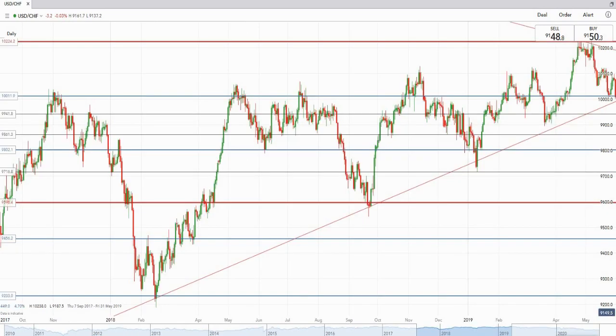Okay, now for the uptrend. This is a daily chart of the US dollar against the Swiss franc. We can see the pair was in a broad uptrend, having bounced off the ascending trend line twice and forming higher highs and higher lows. It then began to retrace back down to that trend line.